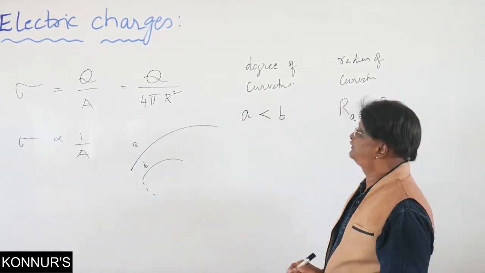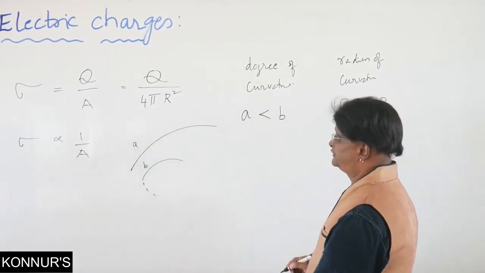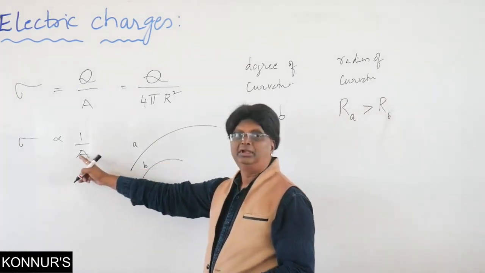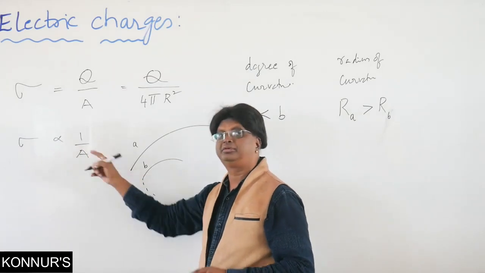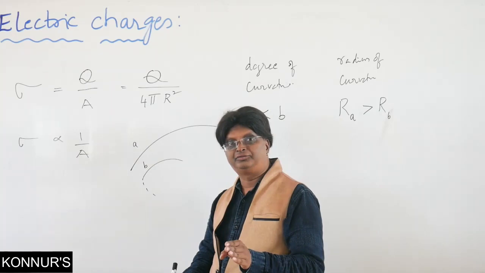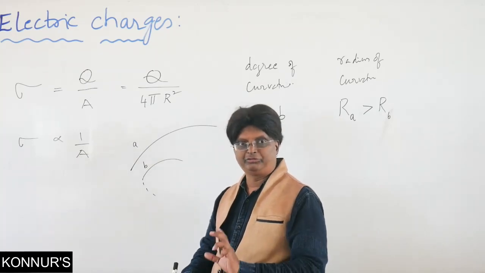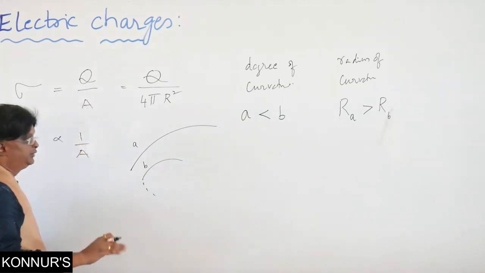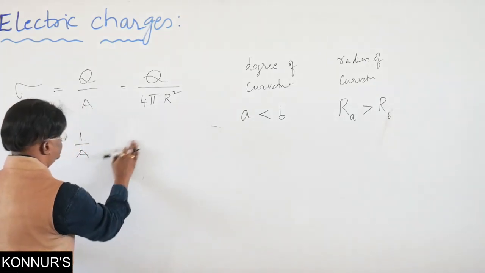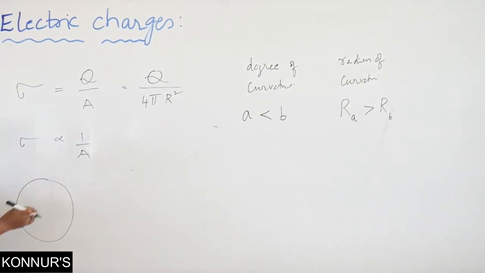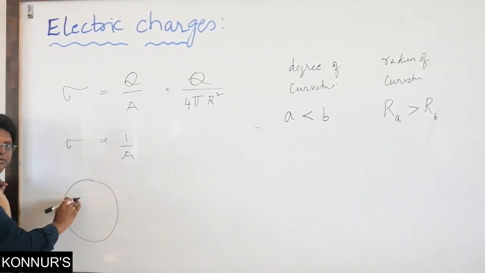Now in our case, this sigma, the surface charge density, is always inversely proportional to surface area. Inversely proportional to surface area means directly proportional to degree of curvature. Such will be the case. Now, because of this, I would like to give you one example. Say sigma proportional to 1 by A. Suppose I have a spherical surface. This is a uniform surface, you can see, right?